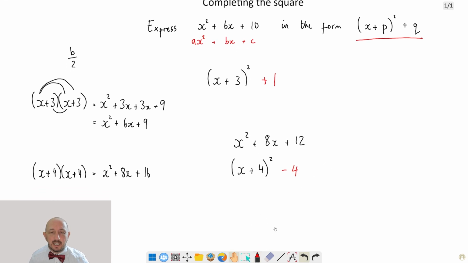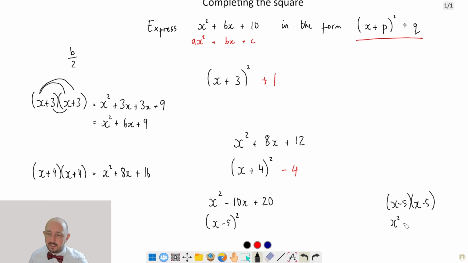Okay, what happens if we have a minus sign? We do exactly the same thing. x squared minus 10x plus 20. The b term is minus 10. Divide that by 2 is minus 5. We'll do that to the side. x minus 5, and we'll get x squared minus 5x twice is minus 10x. So we always get the first two terms the same if we do this correctly. And then minus 5 times minus 5 is plus 25. So because these are squared, we always get a positive number at the end. 25, we only want 20, so minus 5.